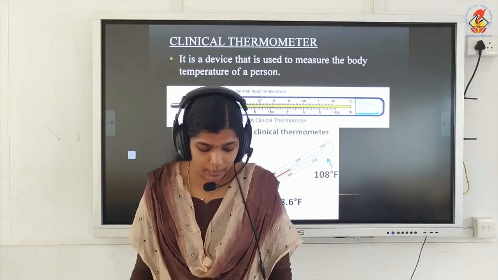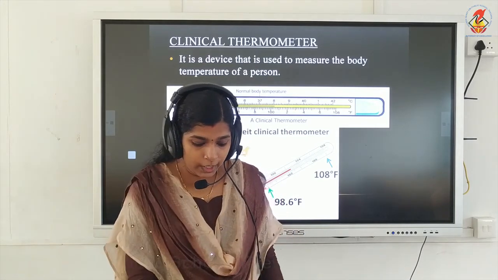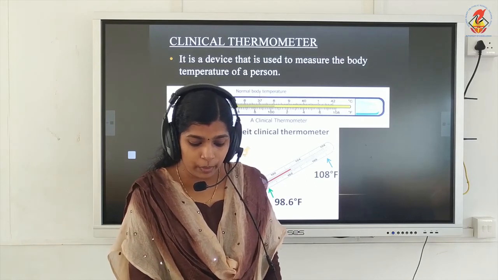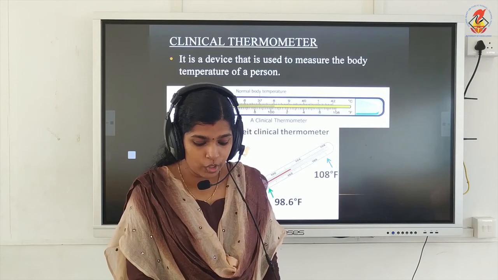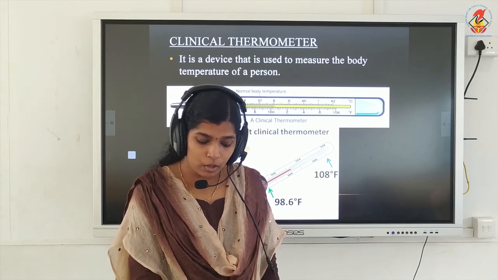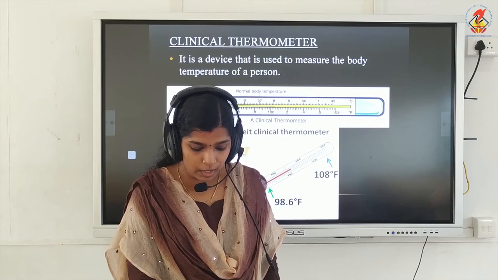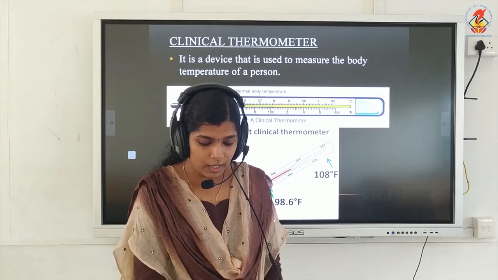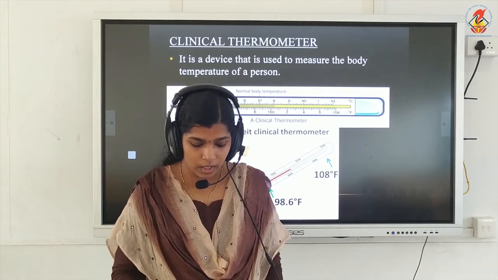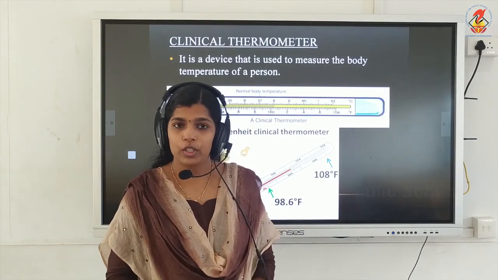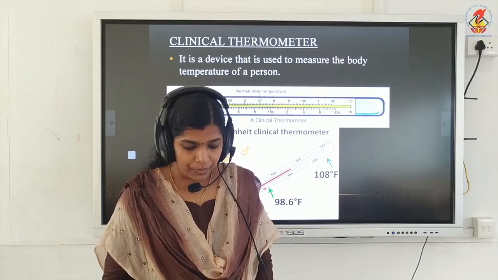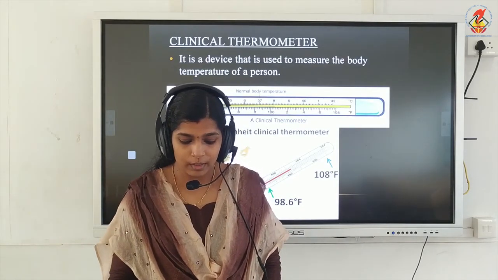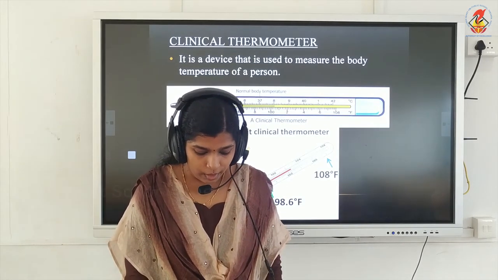Then on page number 38, the clinical thermometer is designed to measure the temperature of the human body only. The temperature of the human body normally does not go below 35 degrees Celsius or above 42 degrees Celsius. That is the reason this thermometer has a range of 35 to 42 degrees Celsius. Then the normal temperature of the human body is 37 degrees Celsius.